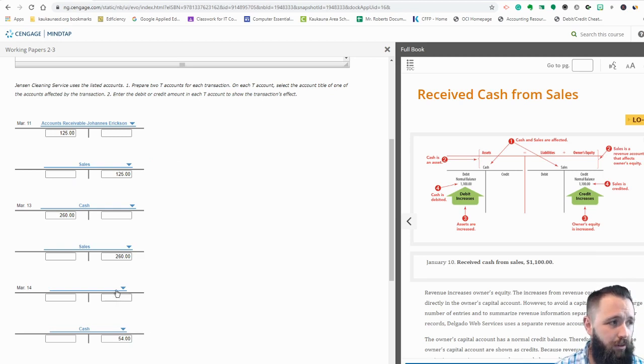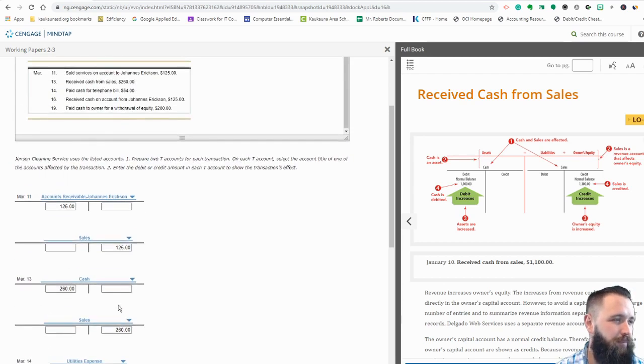Now, what's the other thing? It was for a telephone bill. So you can see here that they have an accounts payable, drawing, rent expense, and utilities expense. Utilities is like power, phone, any of that stuff. So it's going to be a utilities expense.